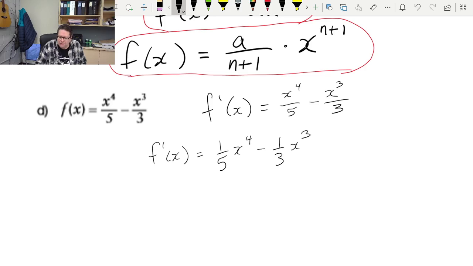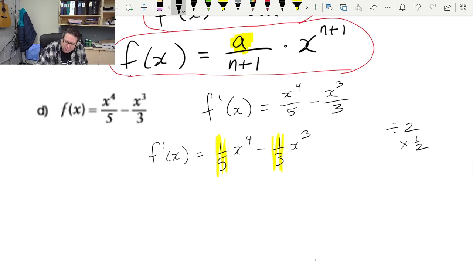So does the logic of that make sense to you? Think about it just in terms of arithmetic. Dividing a number by 2 is the same as multiplying it by a half, because that's how division works, right? Division is multiplying by a reciprocal. So now I can just treat this 1/5 and this 1/3 like it's the a in my formula. So now I can just go to my formula.